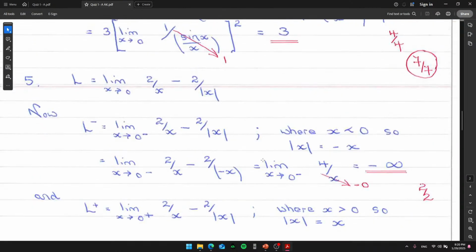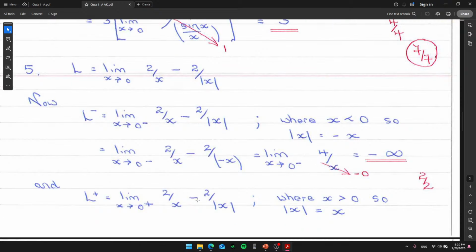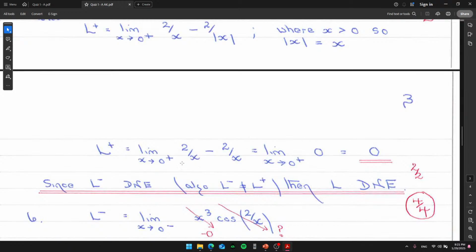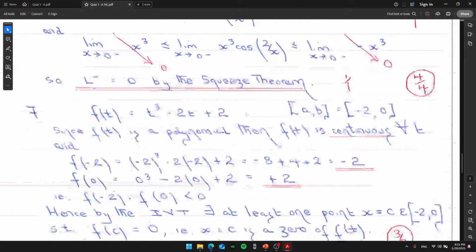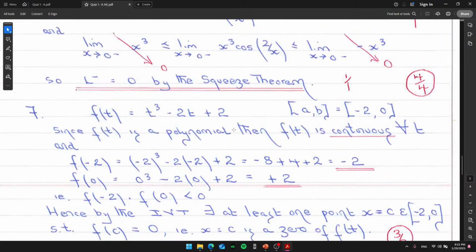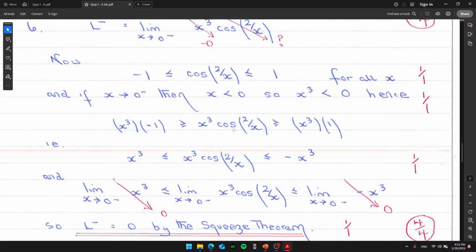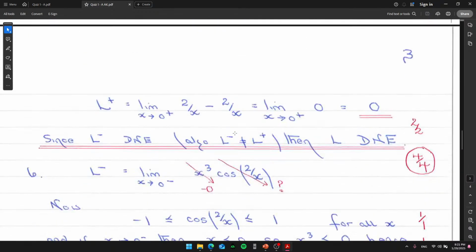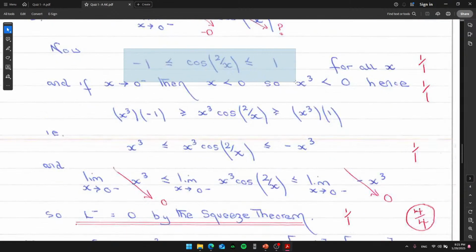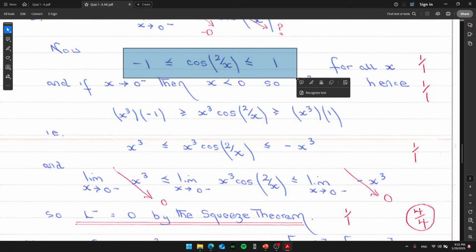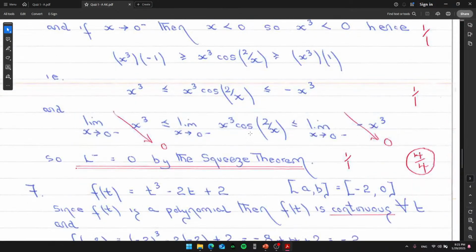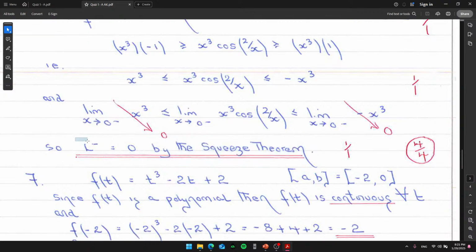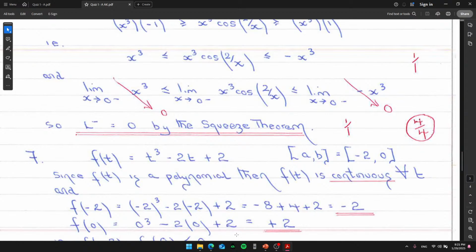Yeah, it's equal to 0. He limited the cosine function between negative 1 and 1 and multiplied by x cubed, and then took the limit of all three, and by using the squeeze theorem, the limit from the left is equal to 0. So that's how you solve the question, as I did.